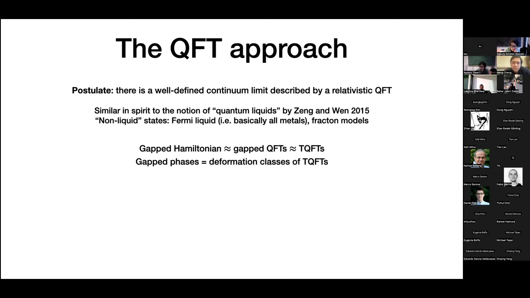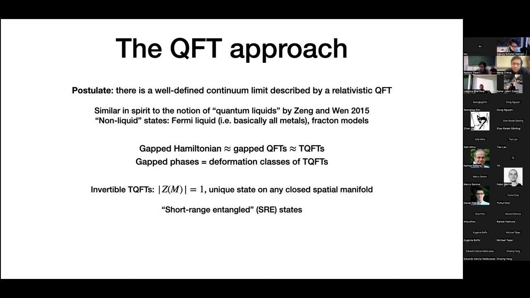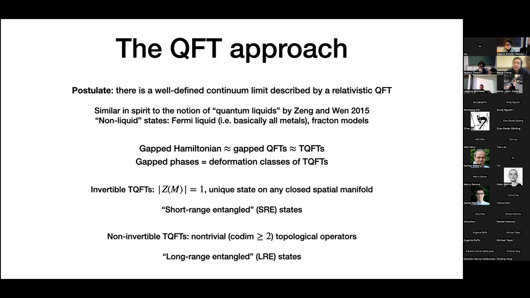Okay, so I'll make two further distinctions about TQFTs and phases. There's a class of relatively simpler TQFTs, invertible TQFTs, which are defined by having the partition functions of the theory on any closed spacetime manifold be a phase. And relatedly, on any closed spatial manifold, there's a unique state. In the context of phases of matter, invertible TQFTs are supposed to be equivalent to the so-called short-range entangled states. And then there are non-invertible TQFTs, which have non-trivial topological operators, and they correspond to long-range entangled states.